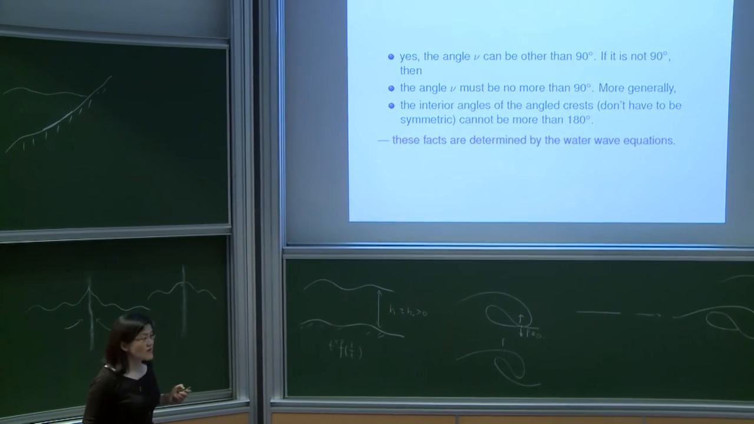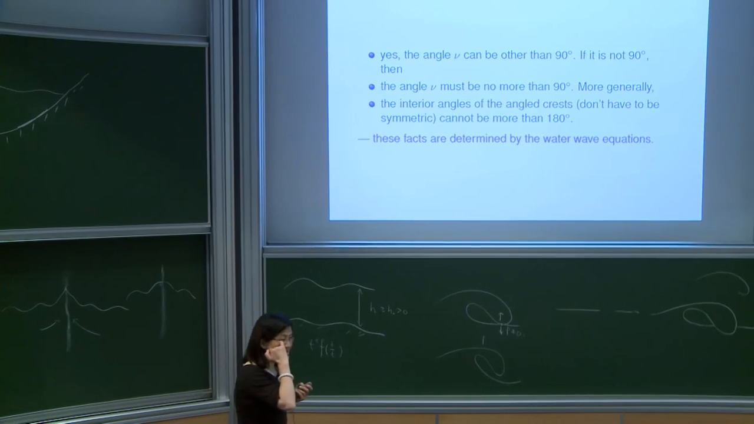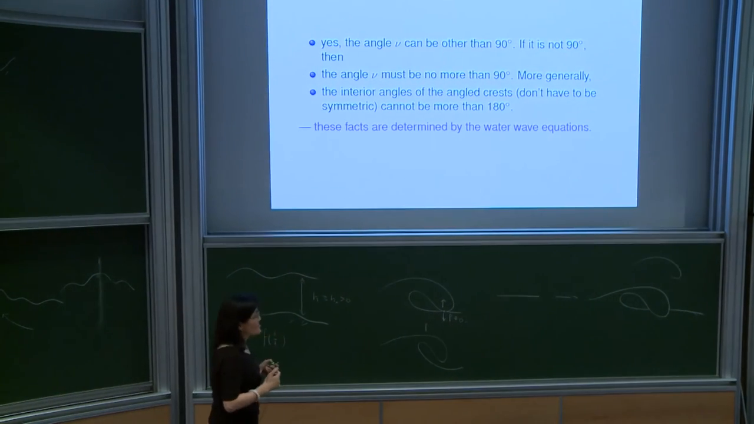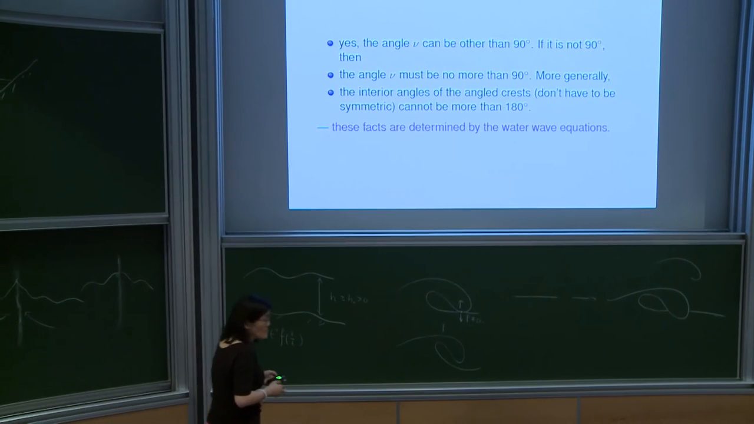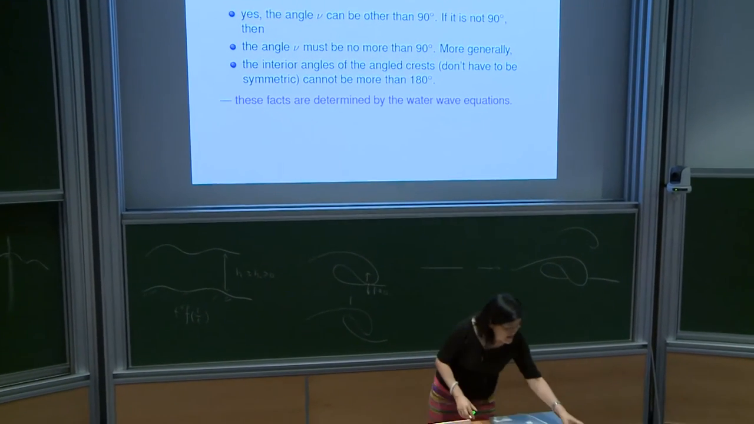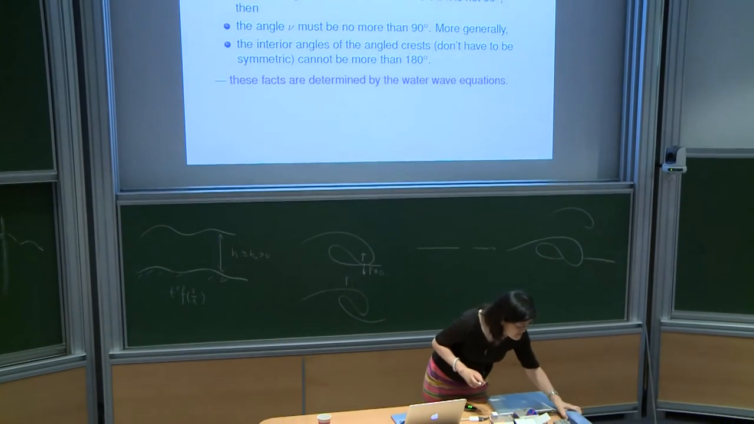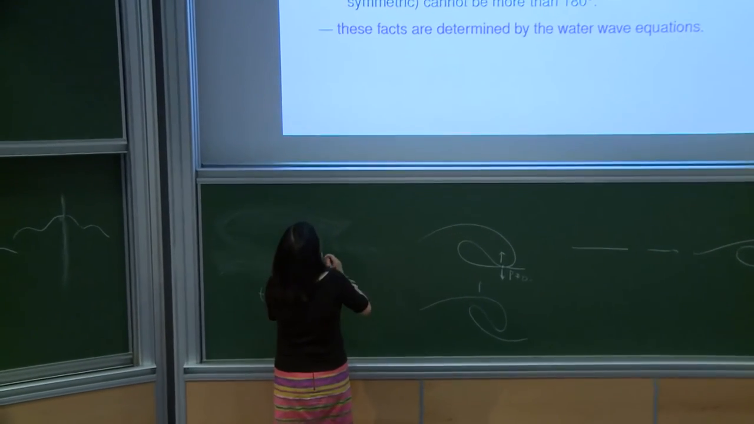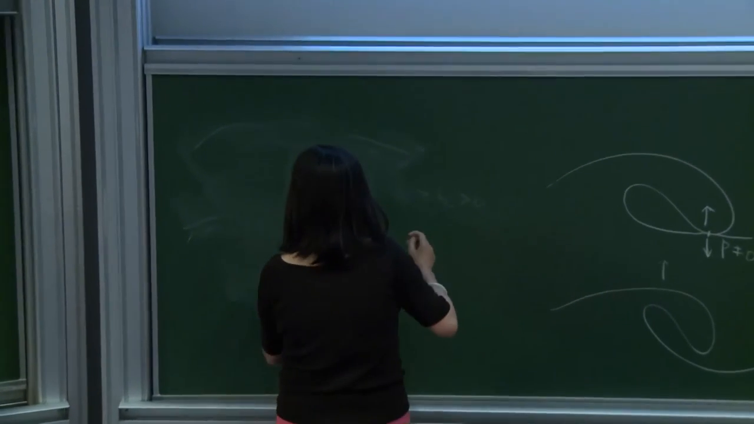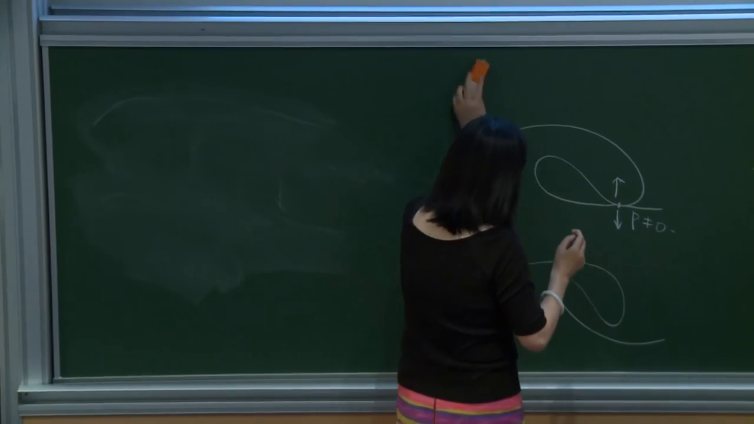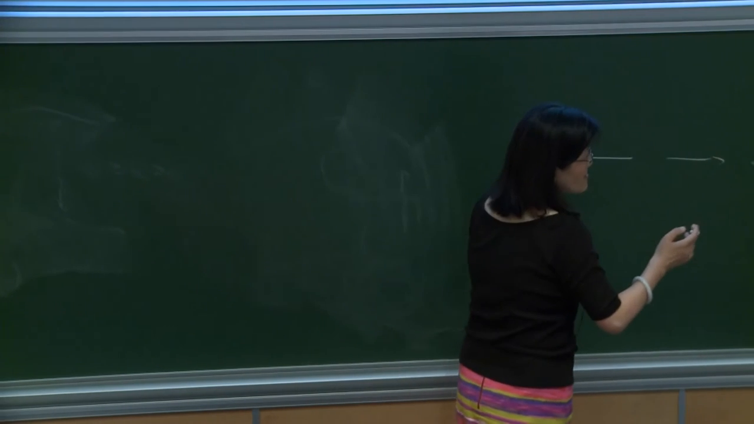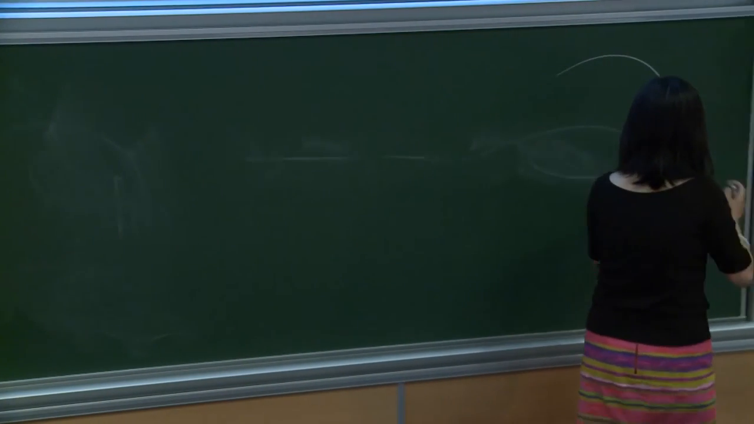Okay. So it turns out that just by trying to understand whether it's possible to have one non-90 angle, we can actually treat a very general situation. The answer is yes, it can be not 90. In fact, we can treat arbitrary situations. It's not just one angle here, it can be many angles inside the fluid domain.